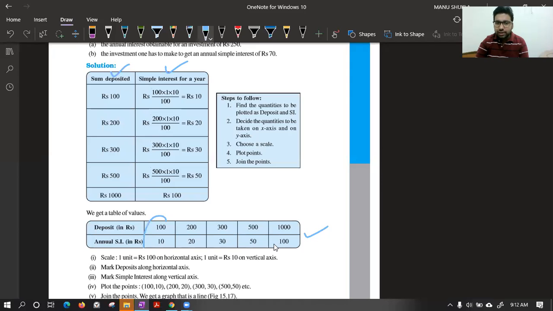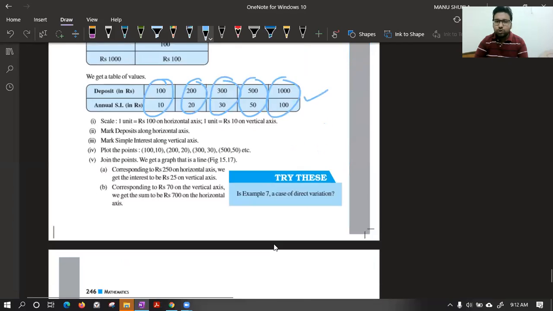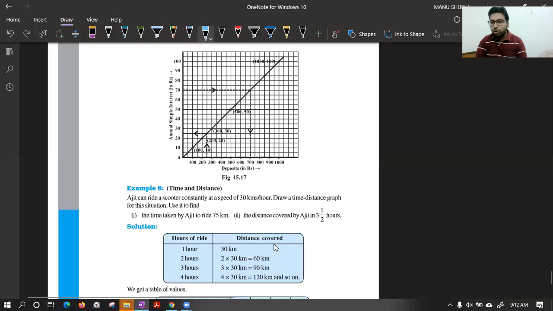The first point is 100, 10. Second point is 200, 10. Third point, fourth point, and fifth point. And then you can easily plot like this, no issue. So they will tell you that you have these kinds of principals and this is the rate of interest. You can find the SI on your own and you can plot the graph like this.